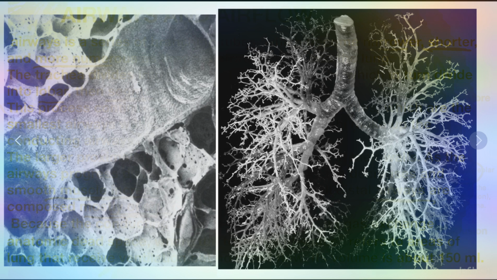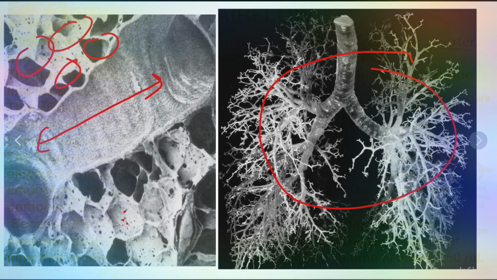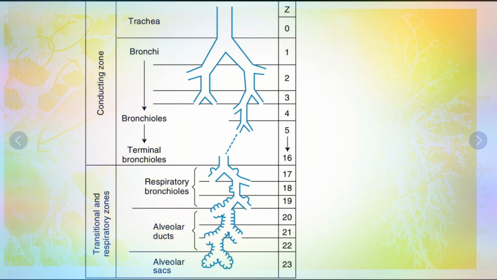Here we can see a diagram which shows the terminal bronchiole, and these are the alveoli. Small alveoli are there, and inside these alveoli we can see small pores, which are the pores of Kohn. And if we remove part of the alveoli, it will look like this. This is the picture of the lung. This is the conducting zone. Here we can see another diagram showing the conducting zone and the transitional plus respiratory zone.